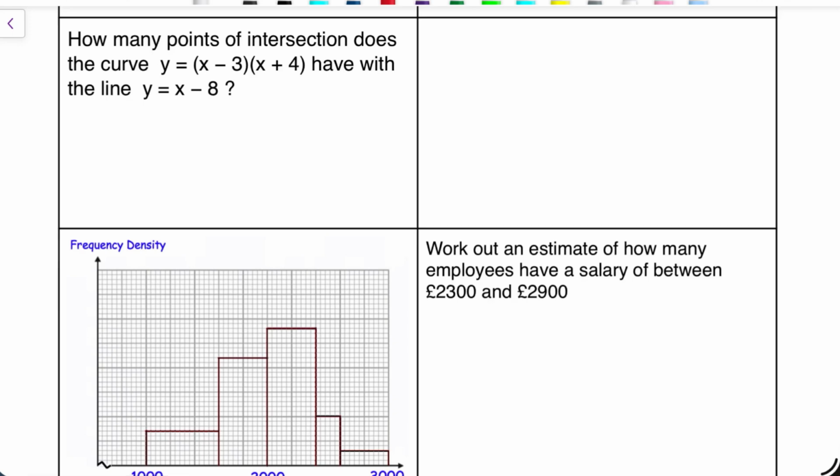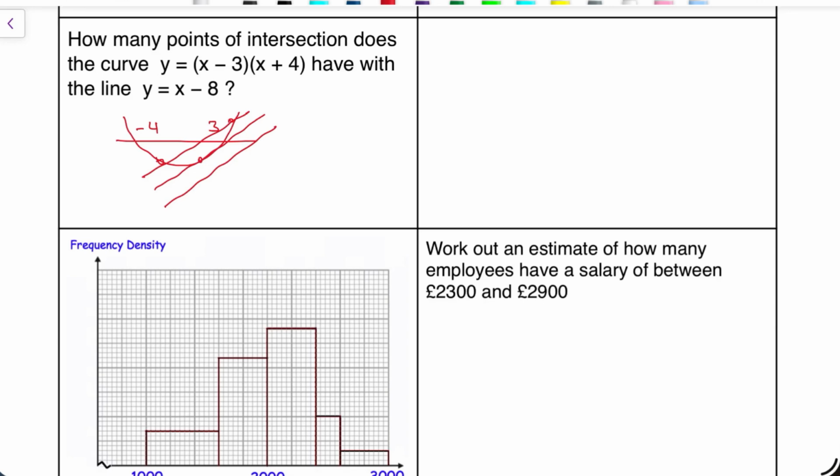Next question. How many points of intersection does the curve have? Oh, that's interesting. Okay. So y equals (x minus 3) times (x plus 4) is going to be a parabola. And I know already that it's going to cross at minus 4 and 3. But the real question is, what does a straight line do? Does it cross like this? Does it cross by just touching, known as a tangent? Or does it cross twice? And of course, the point of the question is, which one of these is it?